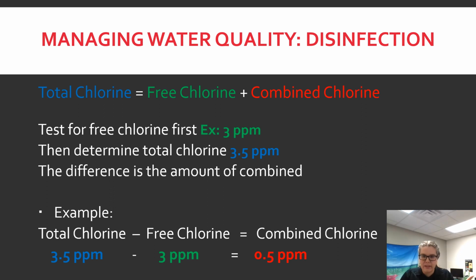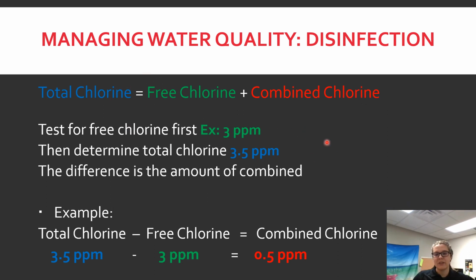So how do we calculate that? Total chlorine is equal to free chlorine plus combined chlorine. Now, you do not test for combined chlorine. Okay, there's no test to find combined chlorine. You test for free chlorine first, and then you add that third reagent, or you should be adding that third reagent, to get that total chlorine.